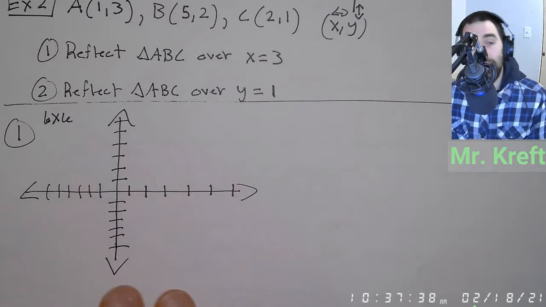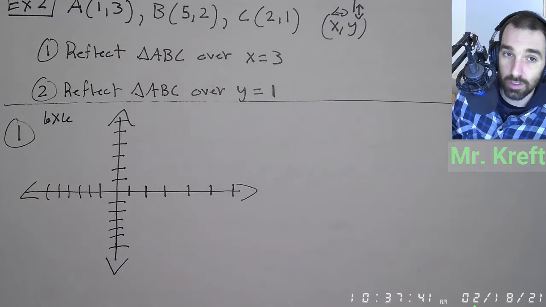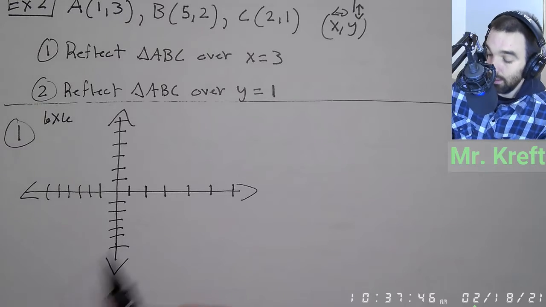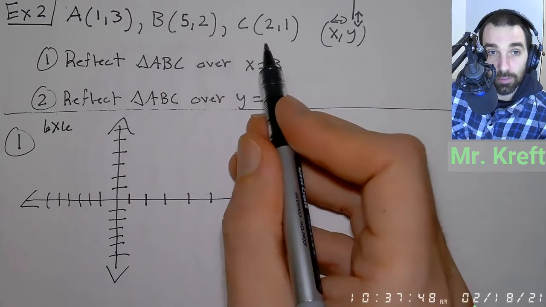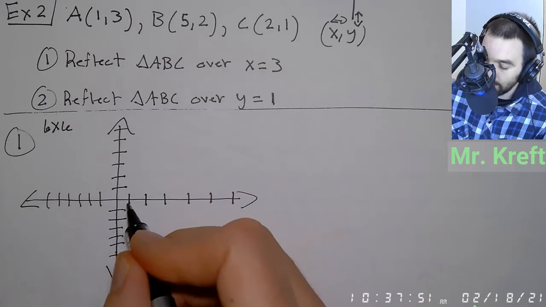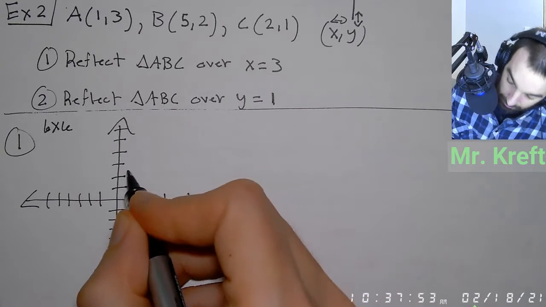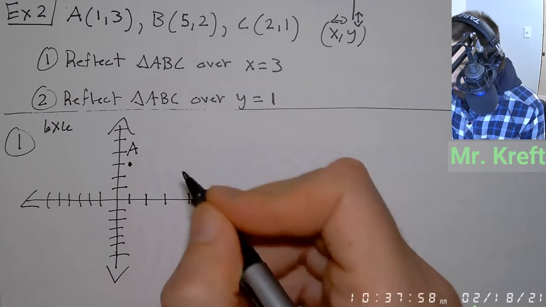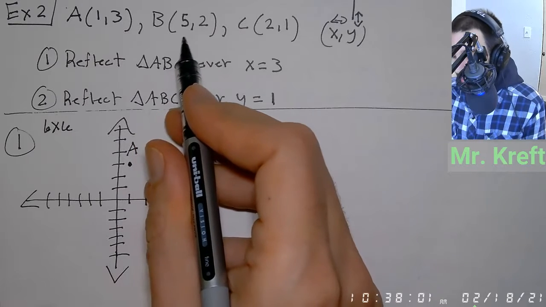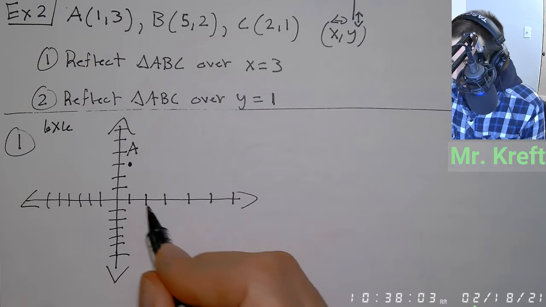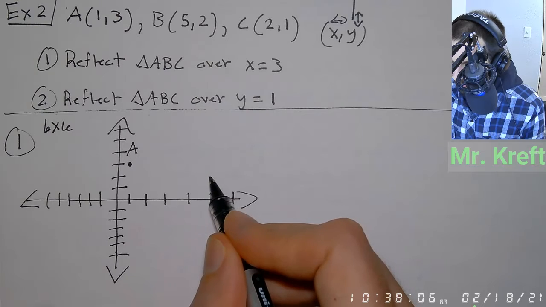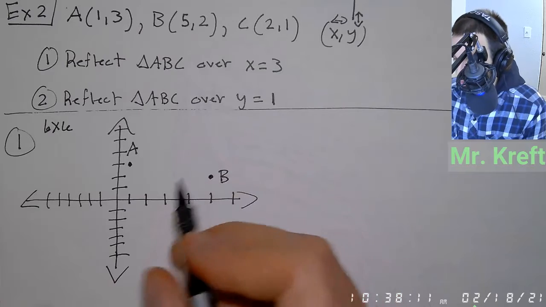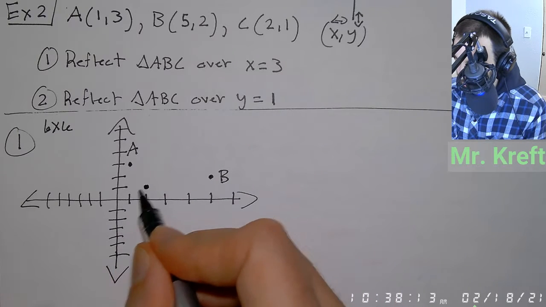So you're getting your coordinate system down. It shouldn't take a long time because it's just a visual aid. You're going to do the best you can. Now I'm going to plot my pre-image. A is at right 1, up 3. So here's A. B is right 5, up 2. So 1, 2, 3, 4, 5, up 1, 2. So here's B. And then C is at 2, 1.